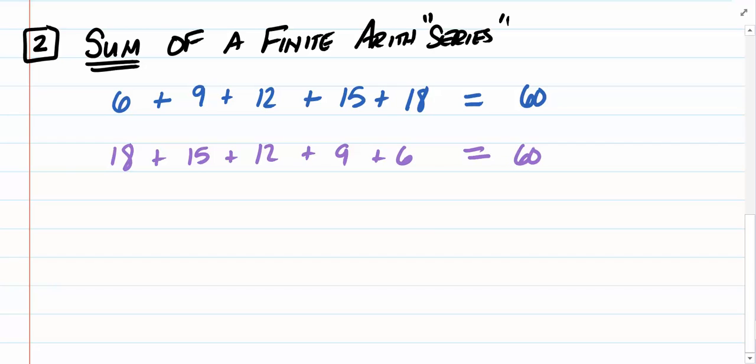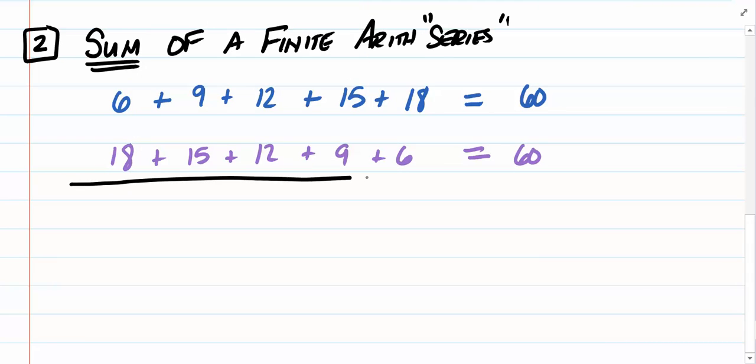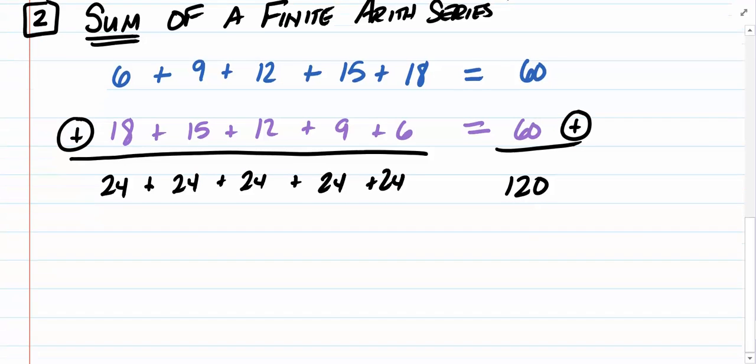All right, so what we're going to do now is what we did before. We're going to add both sides of the equation vertically and see what we get. Okay, 6 and 18, how much is that? 24. 9 and 15, how much is that? 24. What, are these all 24? Well, that's crazy. They're all 24. And then if I add the other side, I get 120. All right. How many 24s do I have?